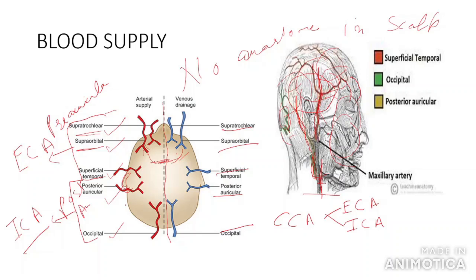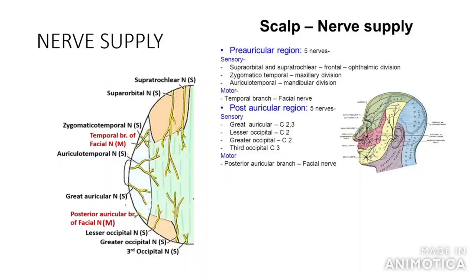So let's move on. Next is your nerve supply. So very important thing you have to remember है कि nerve supply जो scalp में होता है, there are 10 nerves. ठीक है, 10 nerves होते हैं. Again, this is your auricle.